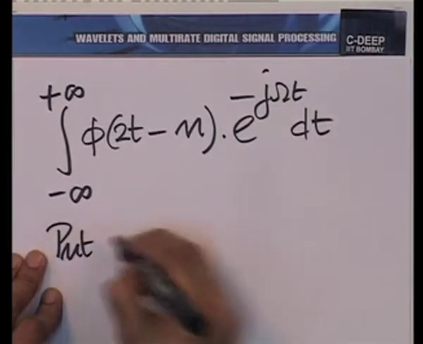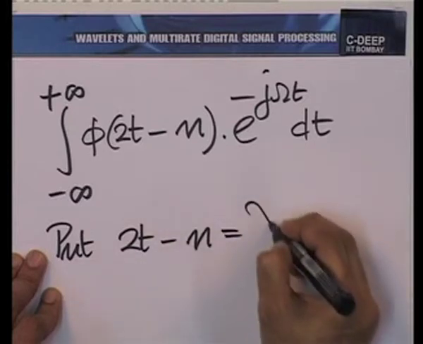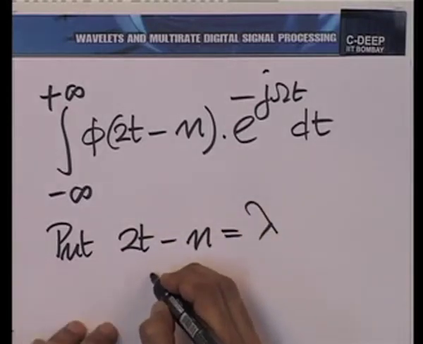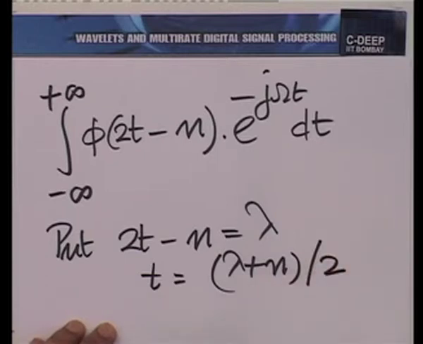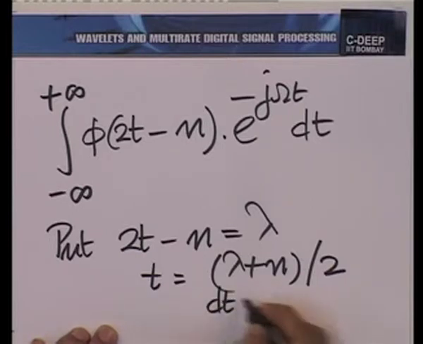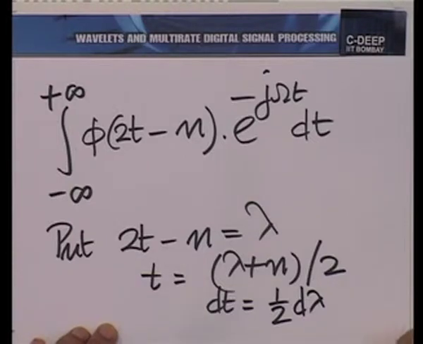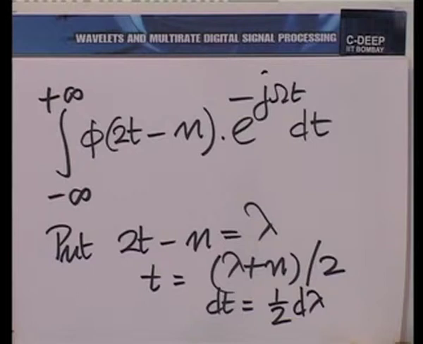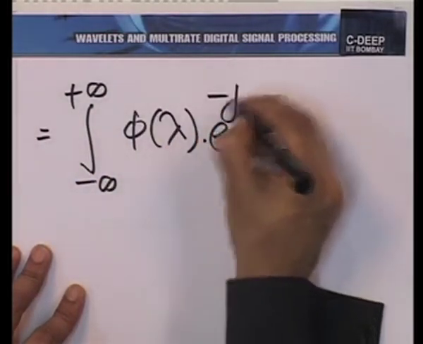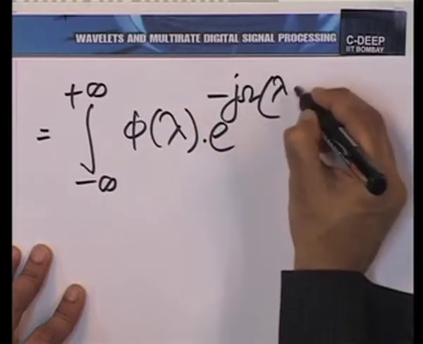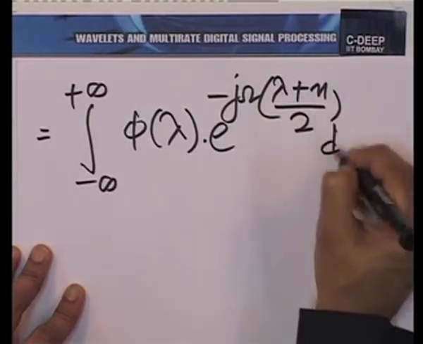Put 2t minus n equal to lambda, whereupon we have t is equal to (lambda plus n) by 2, and of course, then one can also write down dt. dt is essentially half d lambda, and substituting this we have the integral becomes half times the integral from minus to plus infinity of phi of lambda e raised to the power minus j omega (lambda plus n) by 2 d lambda.